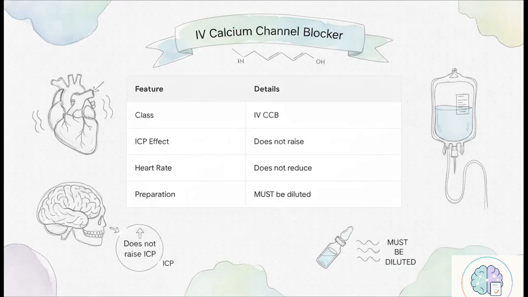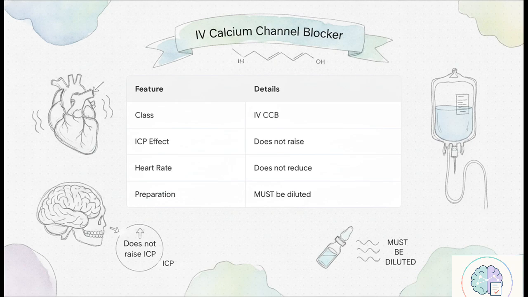Now, these agents are fantastic in the neuro ICU. Why? Well, they generally don't require an arterial line, and crucially, they leave intracranial pressure alone. So the really important point about nicardipine is its specific profile. It's an IV calcium channel blocker that safely avoids spiking your patient's ICP. It doesn't reduce heart rate on its own, but if you do need rate control, you can safely use it right alongside agents like labetalol or esmolol.